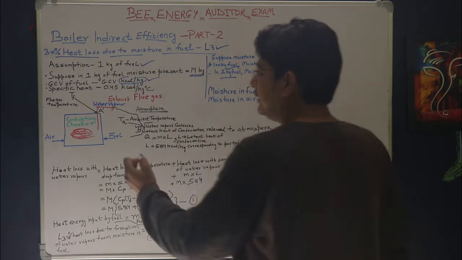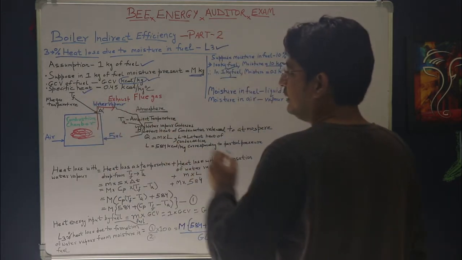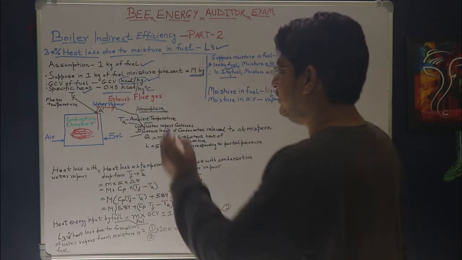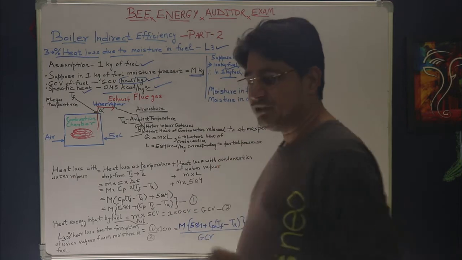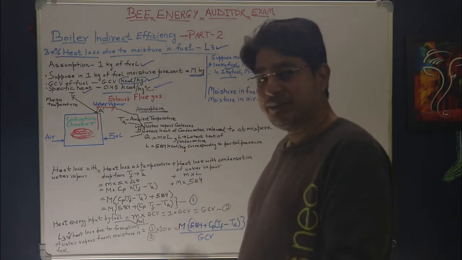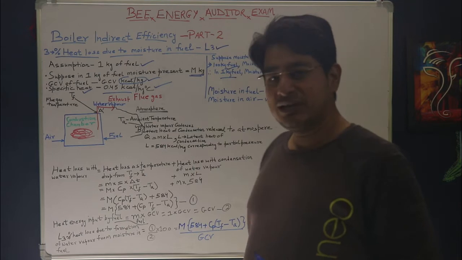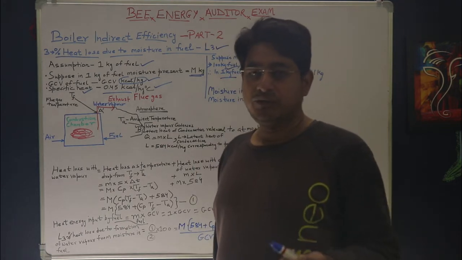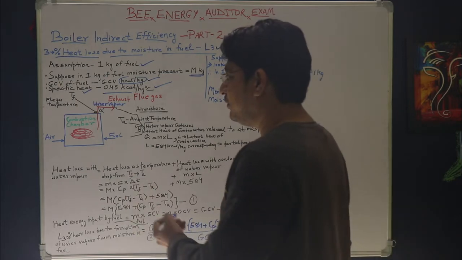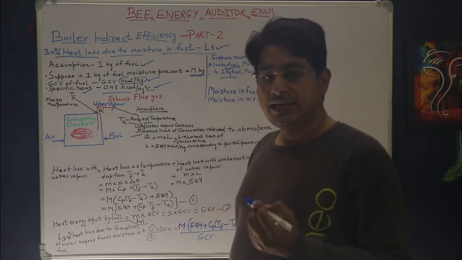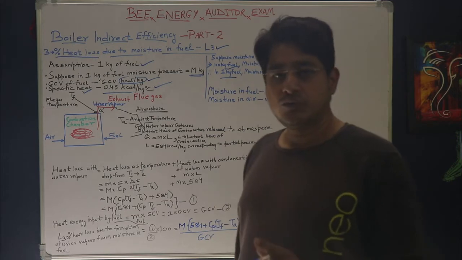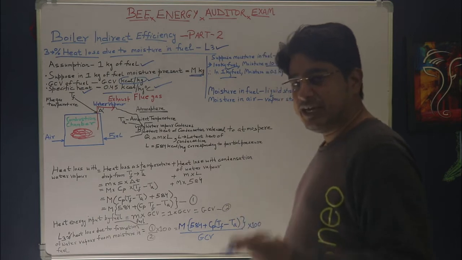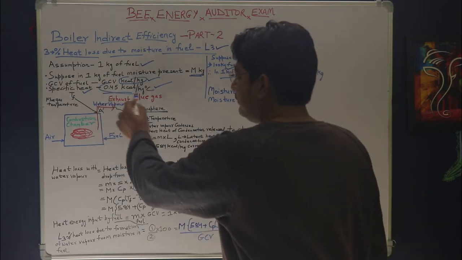Now the specific heat of water vapor is 0.45 kilocalorie per kg degree centigrade. If this value is not given, then you have to remember it as 0.45 kilocalorie per kg degree centigrade. Friends, again here I want all of you to recall that the value of specific heat of dry flue gas is 0.24 kilocalorie per kg degree centigrade, but the value of specific heat of water vapor is 0.45 kilocalorie per kg degree centigrade.